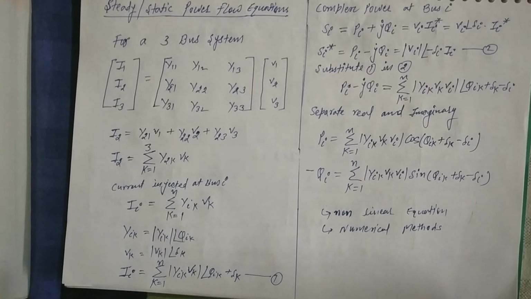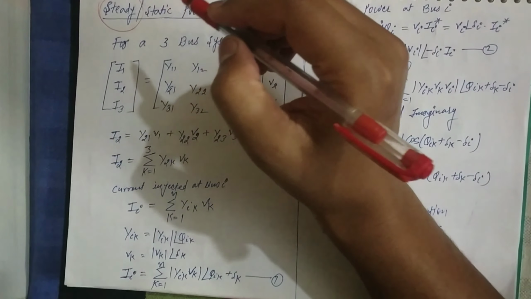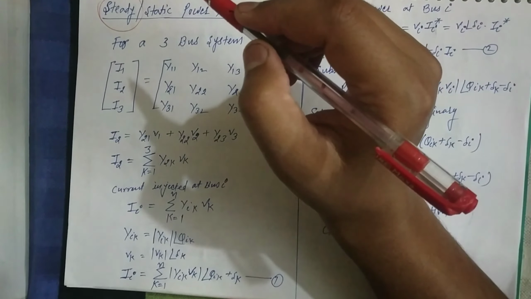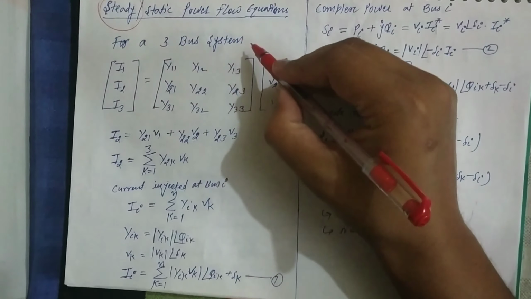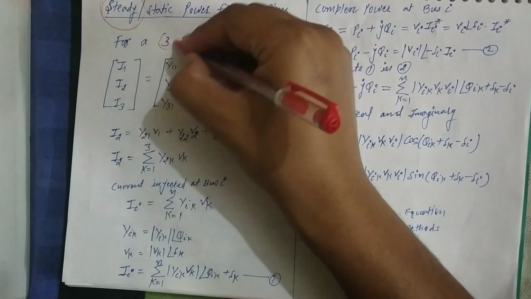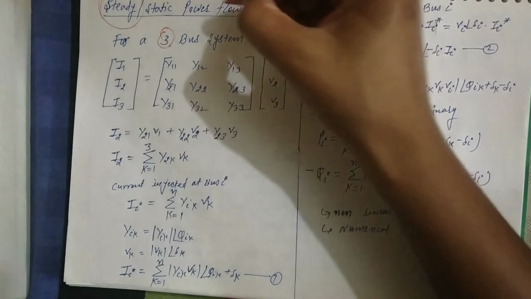Today we will see the steady and static power flow equations. Steady means the power system is already available in nature, and we are doing steady analysis now. As in the last classes, I am taking a three-bus system. Now also I am taking this three-bus system.